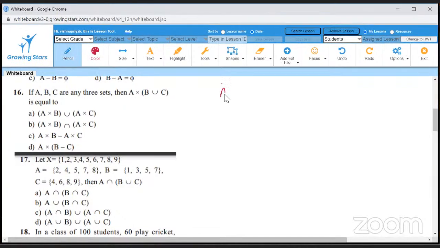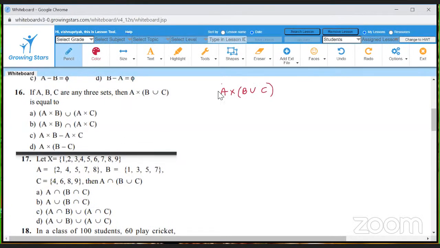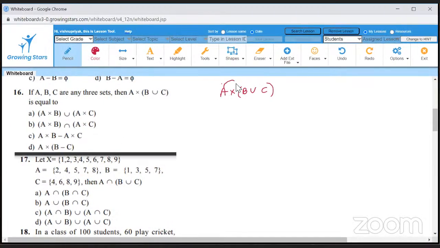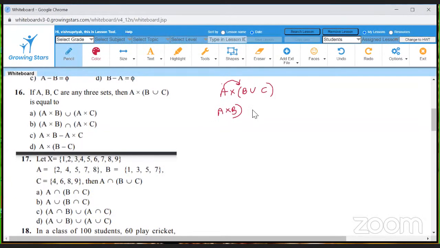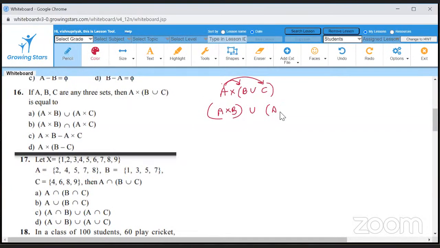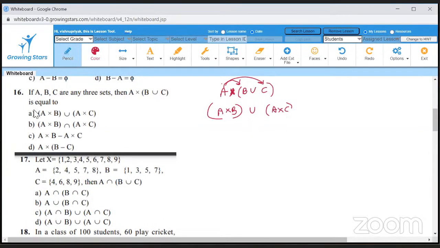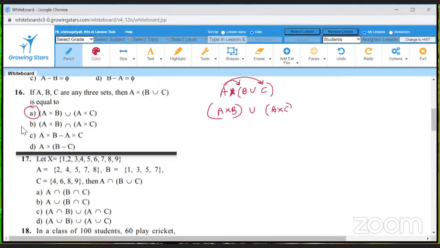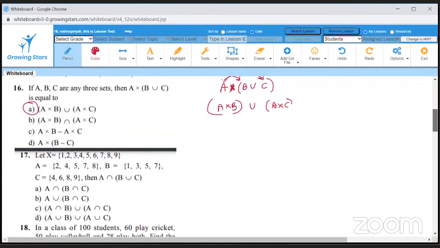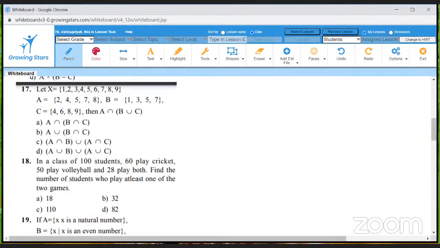If you have A intersection B union C, distributive property: A cross B union A cross C. It's the same like intersection or union, cross also has the same property. Option A is correct. Next, 17.